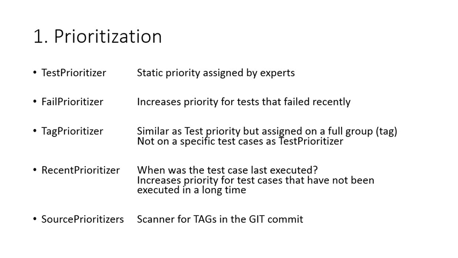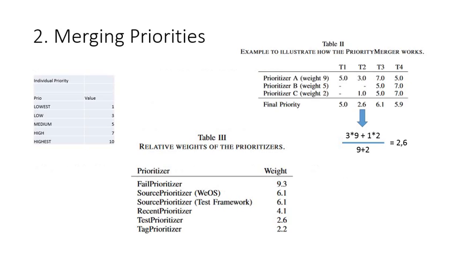The first thing that they tackled was the prioritization of the test cases. Instead of just adding one priority to the test case, they added different kinds of groups or functions of prioritization. For example, a fail priority would increase the priority to rerun the test case if it has failed lately. Since they had multiple prioritizers, they needed a merging functionality where they give a certain weight to each prioritizer and then include it with the individual priority of the test case to calculate a final average for the test case.